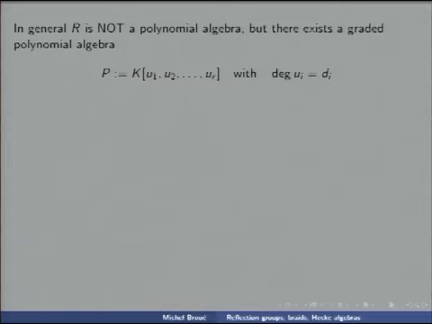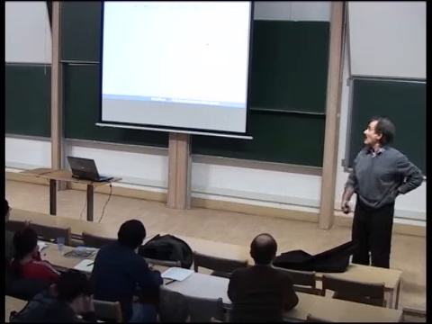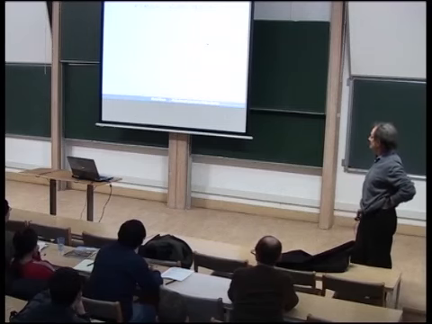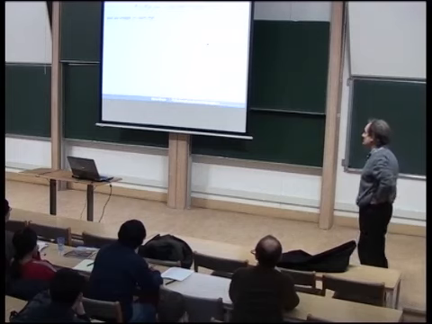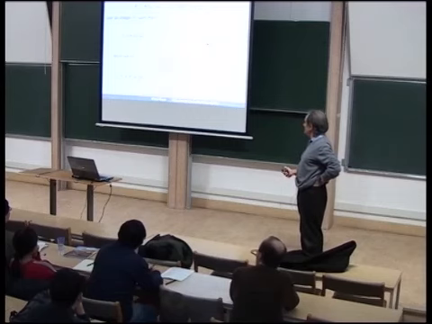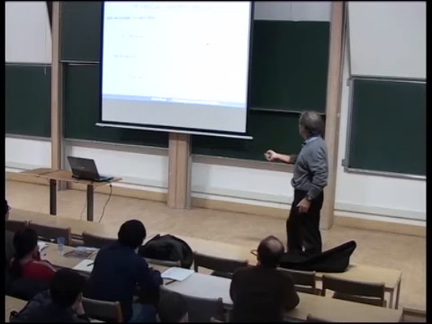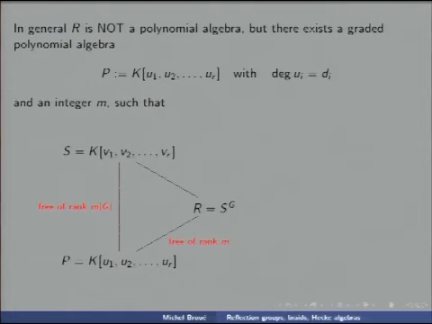But of course, according to general Emmy Noether theory, there exists a graded polynomial subalgebra, which I denote by K[u1, u2, ..., ur]. So these u1, u2, ..., ur are also indeterminates, but they are polynomials in the v_i. They are homogeneous polynomials, each u_i having degree d_i, and there exists an integer m such that you have the following picture. Above here you have... Does it work? Okay. To focus.